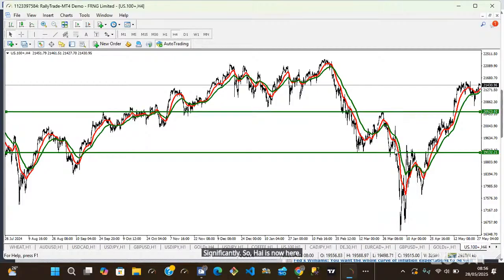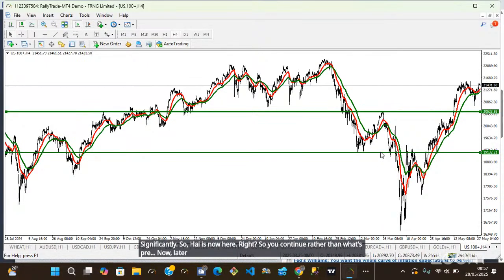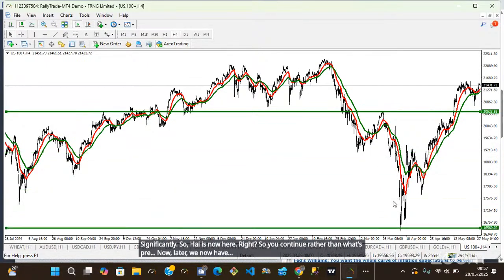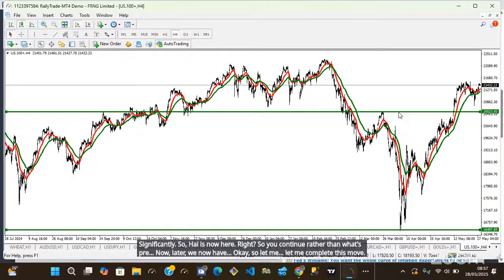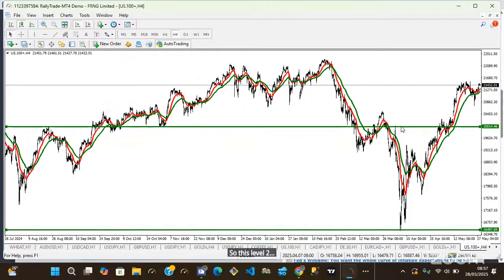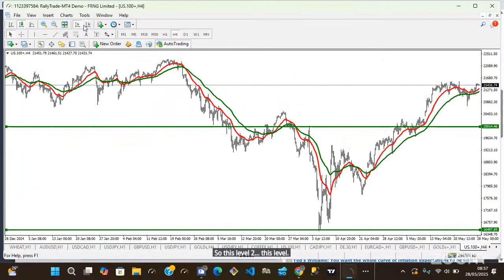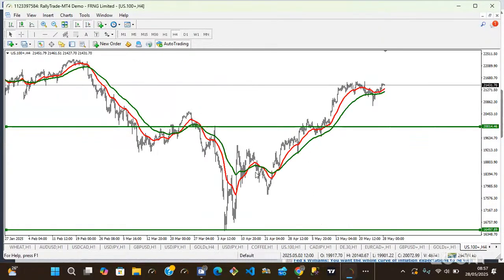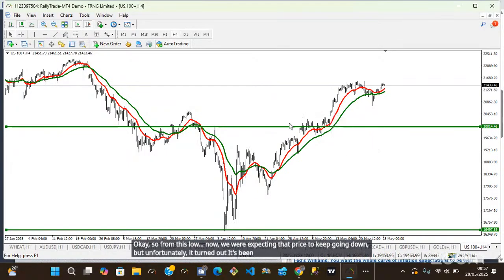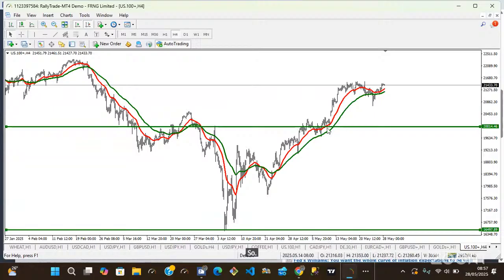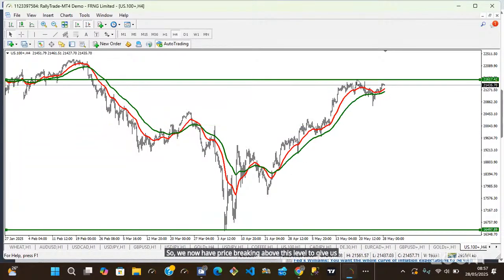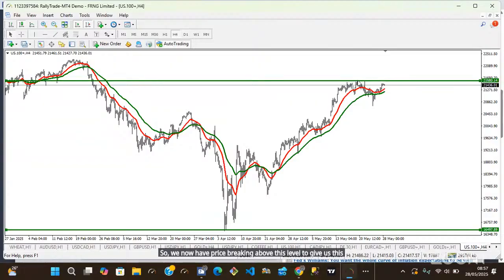All right. So it continued another downward spree. Now later we now have, okay, so let me complete this move. So this level to this level. Okay, so from this low, now we were expecting that price should keep going down, but unfortunately it turned and started going back to the upside. Okay, so we now have price breaking above this level to give us this new level.